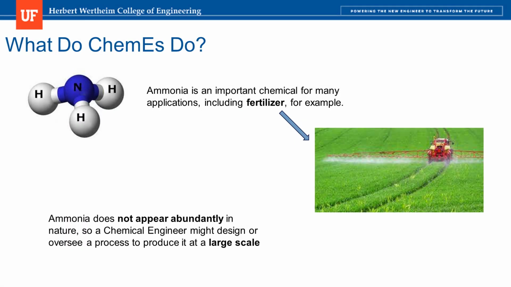Take ammonia, which is an important precursor chemical for many applications, not least of which is producing the fertilizer that enables farmers to grow enough crops to feed the world's population. Interestingly, you won't find ammonia in large quantities anywhere in nature, so a chemical engineer might be in charge of designing or overseeing the process that produces ammonia at a large scale.